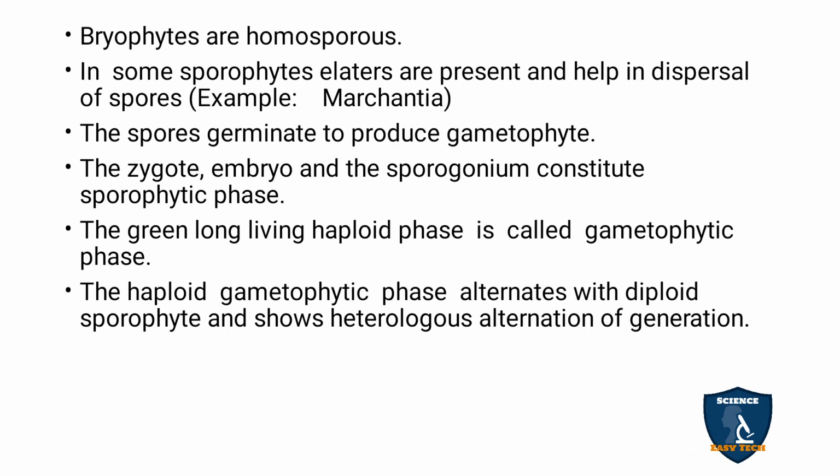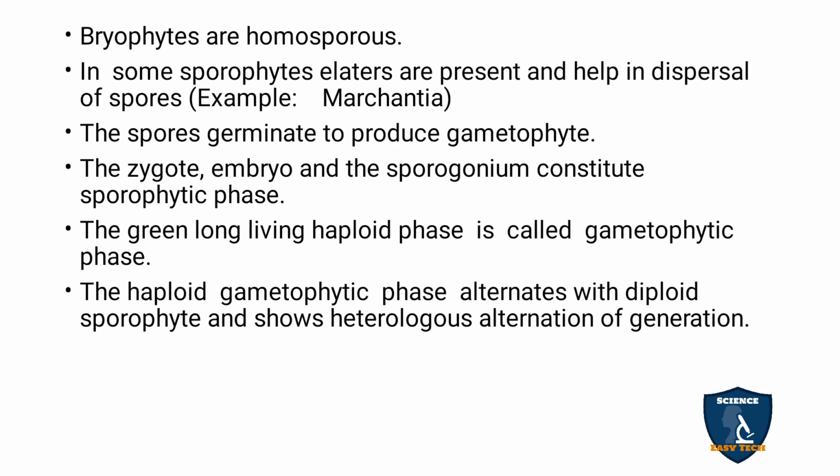Bryophytes are homosporous, meaning they have the same type of spores. For dispersal, the sporophytes have elaters. Elaters are hair-like structures. They are helpful in the dispersal of spores in Marchantia, and the spores germinate to produce the gametophyte.